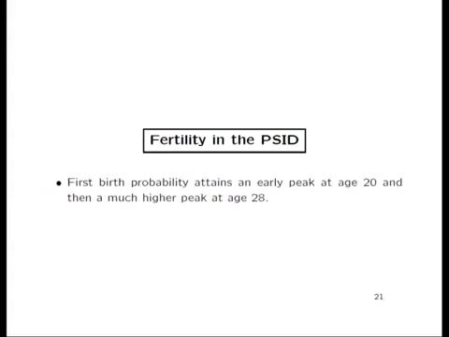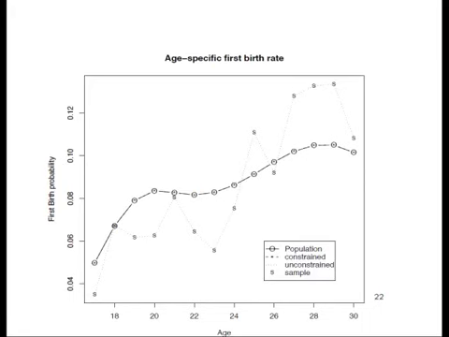Okay, so now I'll talk about a particular case, and this helps cement ideas in a talk which is largely technical. I'll look at an example of fertility in the PSID, looking at first birth probability. Well, first, as everyone in this room knows, or most people in this room know, first births attain a peak at age 20 and then a much higher peak at age 28. So here's a classic plot just to orient ourselves. We have age down here, and over here we have the first birth probability. And we have a number of different things plotted on it, so I'll go through them.